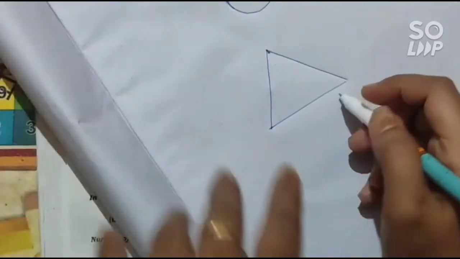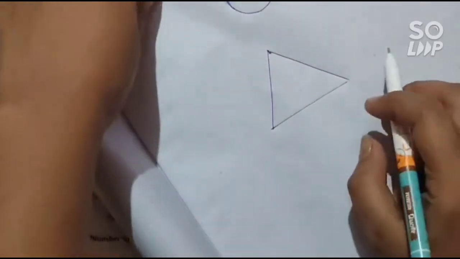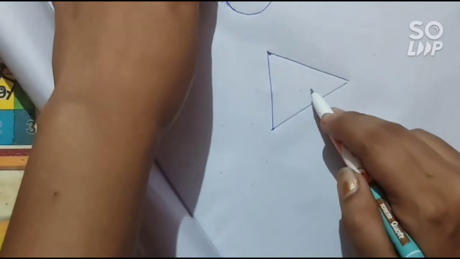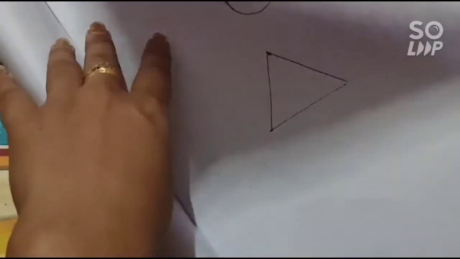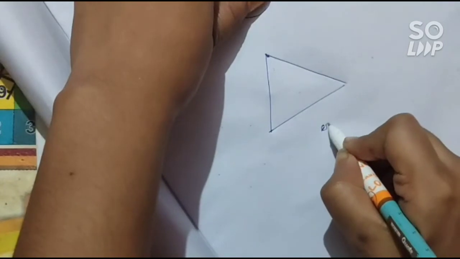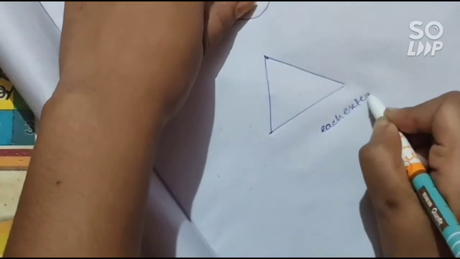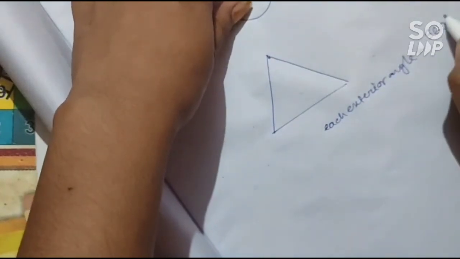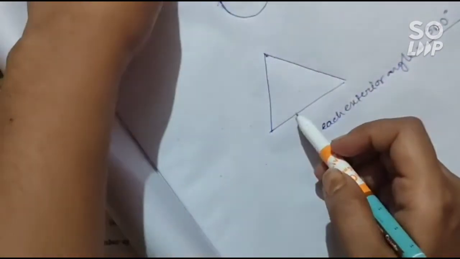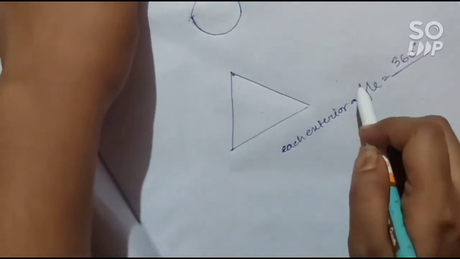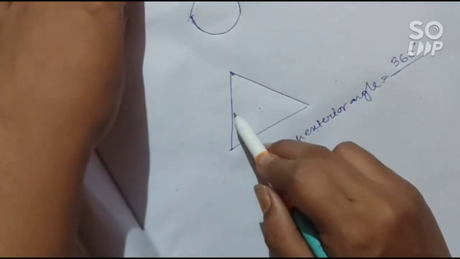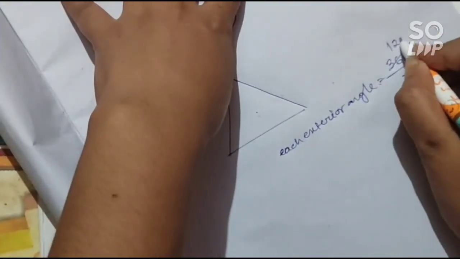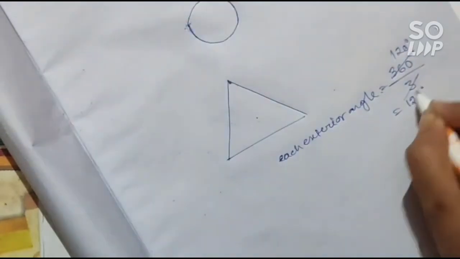Okay, suppose I have drawn a triangle, and I will tell you what will be each exterior angle of a triangle. Each exterior angle. So here the formula is 360 degrees by n. What will be the value of n here? n means number of sides. So here the number of sides is 3. So 360 degrees by 3. So the answer will be 120 degrees. So this will be each exterior angle.